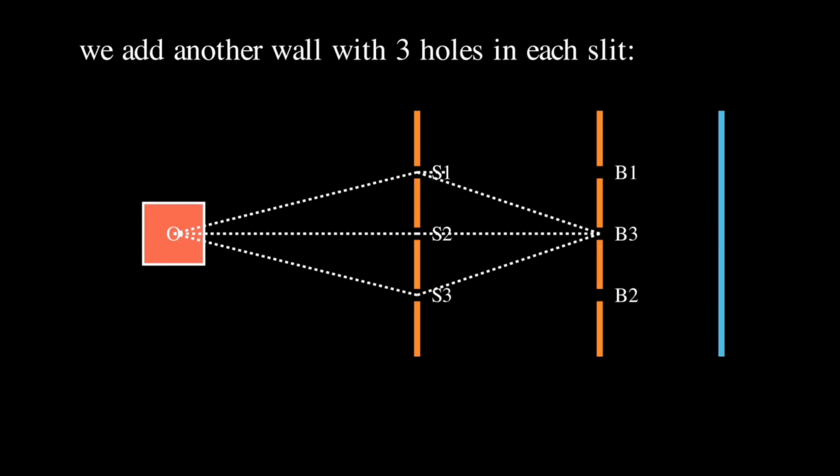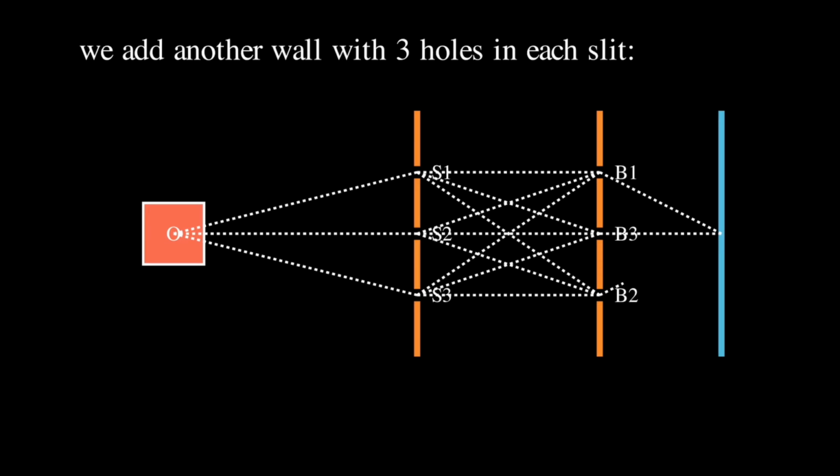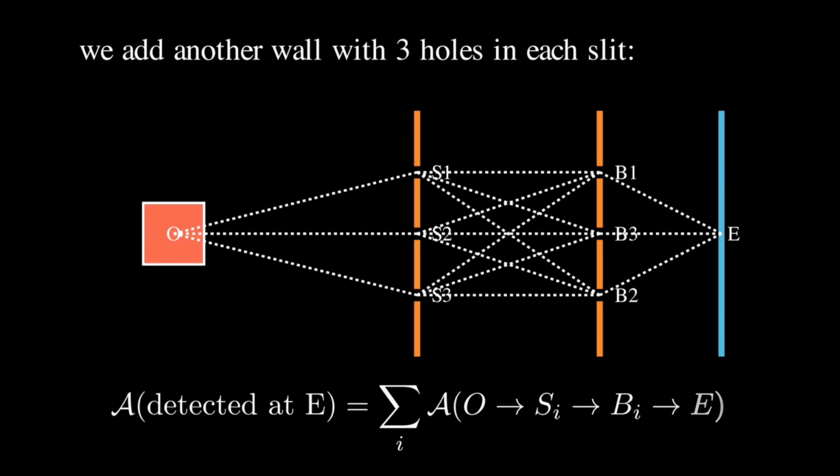need to consider all possible paths between the slits that end up on the screen at point E, as you can see. So we have to consider all possible combinations of paths. And again, according to the superposition principle, the amplitude is then the sum of all paths that pass through the holes Si's and Bi's and end up at a point of detection E. So we have now to sum all paths that pass through the two kinds of slits, which I denote here with Si and Bi. And you can see now that we end up with more paths between the 2 points.